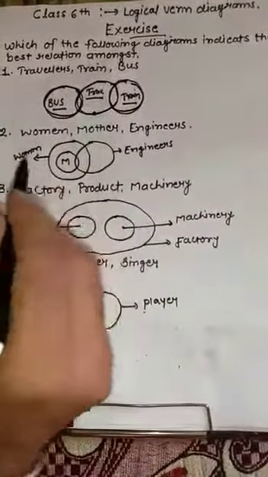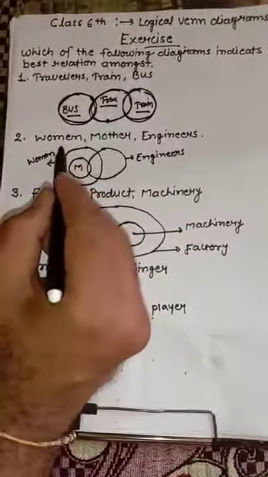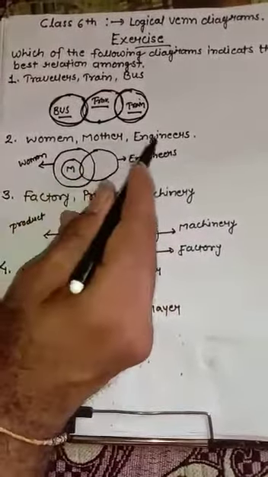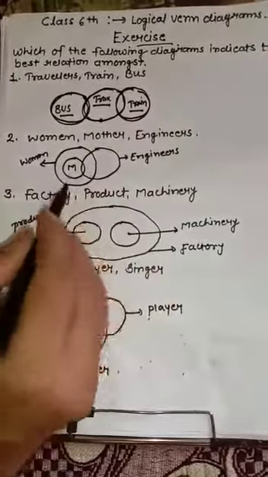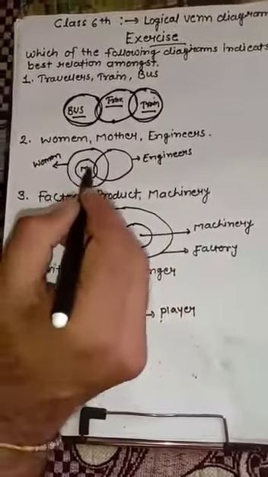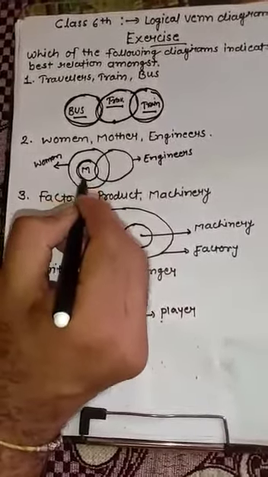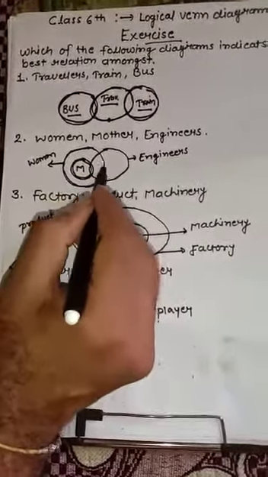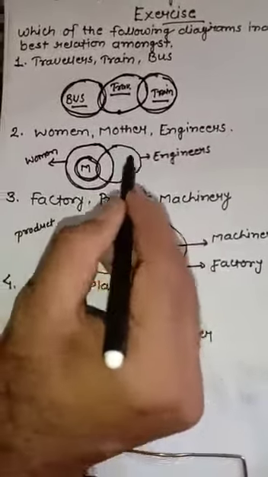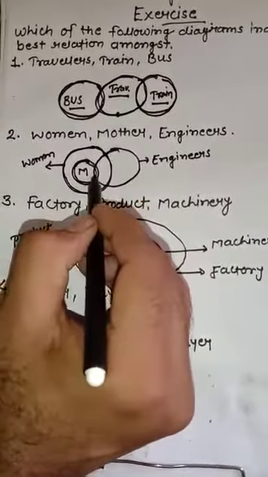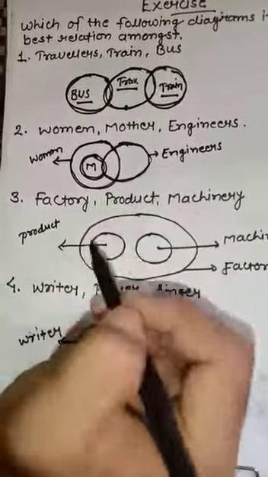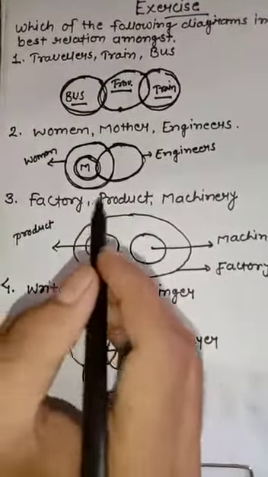Now come to the second question, that is woman, mother and engineer. To represent woman, mother and engineer, we'll create a Venn diagram like this. The smaller circle will represent mother, the outer circle will represent woman, and a circle which cuts both mother and woman will represent the engineers. Why is it so? We'll discuss.